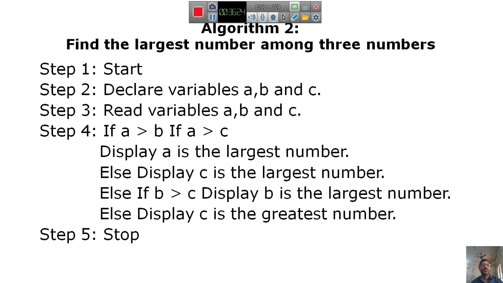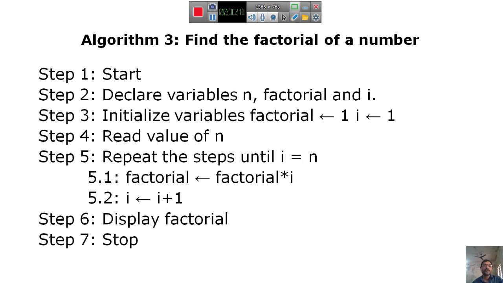Okay, if you want to find out the largest variable among three numbers, among three variables or three numbers, so that is the code for this one.